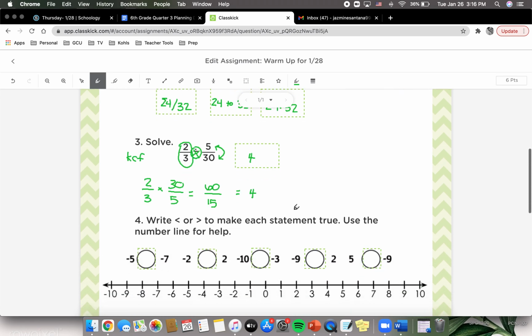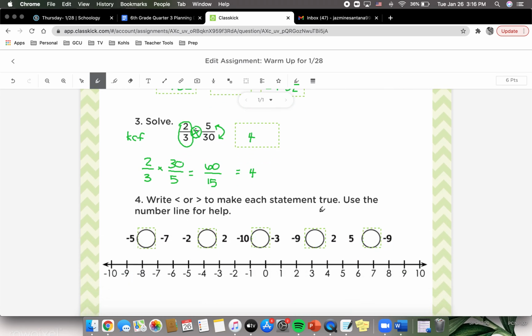Moving on to the next problem, it says write greater than or less than to make each statement true. Use the number line for help. So we have 0 right here in our middle. Really important to remember 0 is in the middle. And we have -5, which is closer to 0, and -7, which is further away from 0. So we would represent that -5 is greater than -7, because -5 is closer to our 0 on our number line.